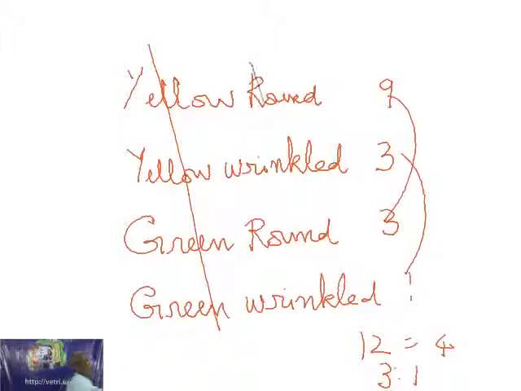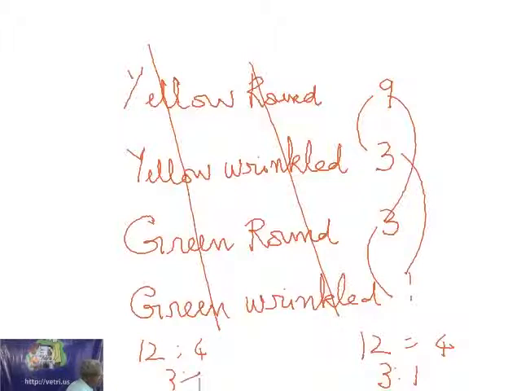Now, you forget this character. Take this character, the yellow character. How many yellow are there? 9 plus 3, see, 12. How many green are there? 4. So this is also 3:1. Now you understand? So this character is in 3:1 ratio and this character is in 3:1 ratio. When you mix these two characters, it is a 3:1 square.